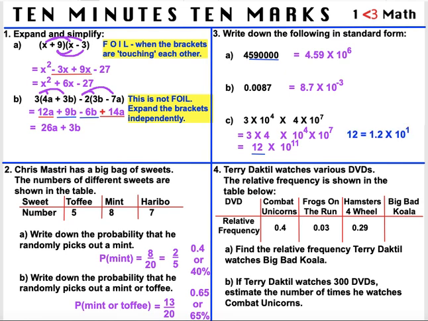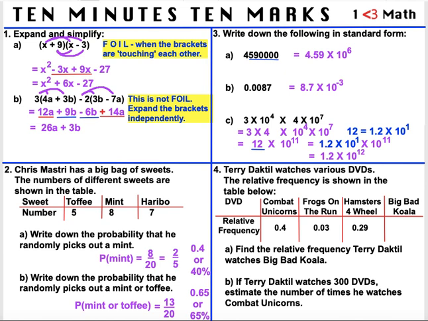12 in standard form is 1.2 times 10 to the 1. But to help us answer this question, we can now write 12 as 1.2 times 10 to the 1 multiplied by 10 to the 11. So then again, using my laws of indices, that's going to be 1.2 times 10 to the 12. And that's my final answer. That's my answer in standard form.